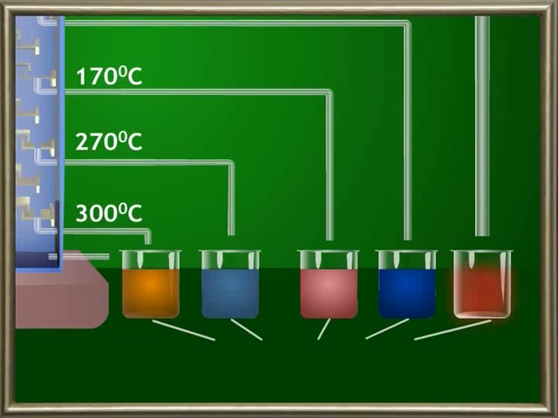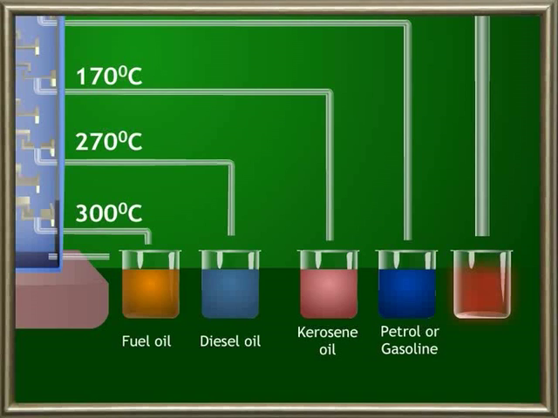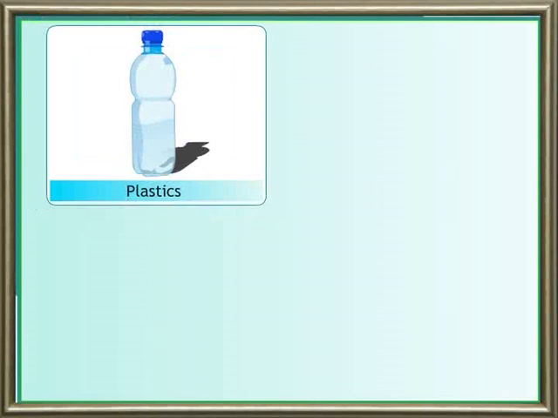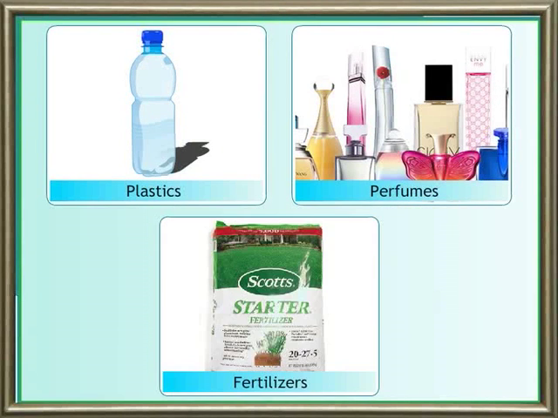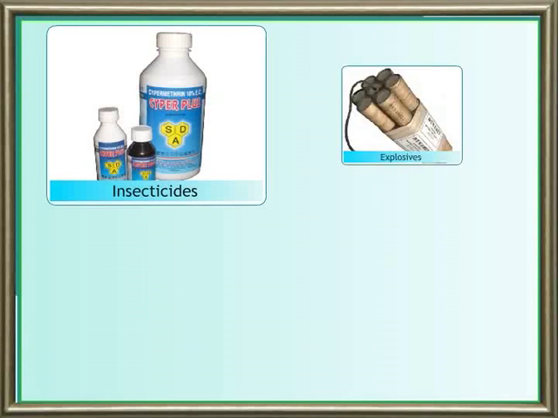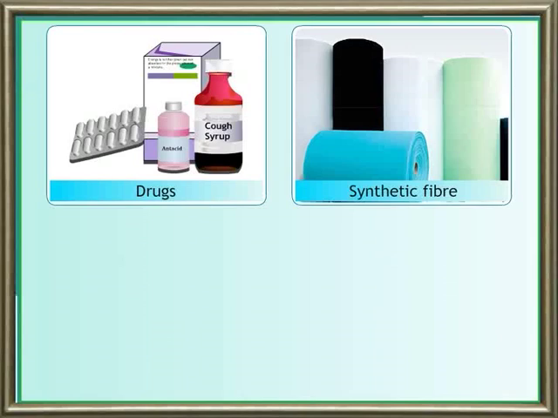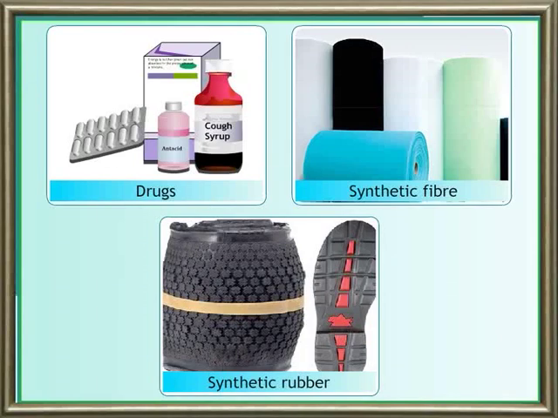All the products obtained from the crude oil are known as petrochemicals. They are fuel oil, diesel oil, kerosene oil, petrol or gasoline, and petroleum gas. The petrochemicals are used as raw materials for manufacturing plastics, perfumes, fertilizers, insecticides, explosives, dyes, drugs, synthetic fibers, and synthetic rubber.